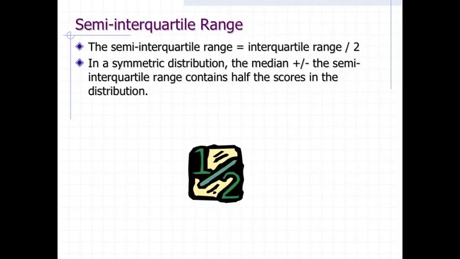A related measure of variability is called the semi-interquartile range. The semi-interquartile range is defined simply as the interquartile range divided by 2. If a distribution is symmetric, the median plus or minus the semi-interquartile range contains half the scores in the distribution.